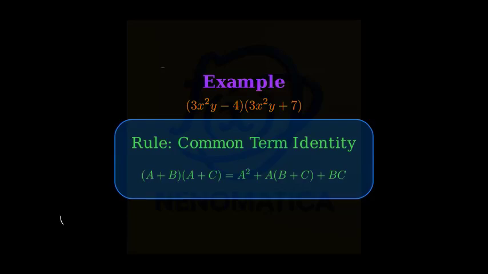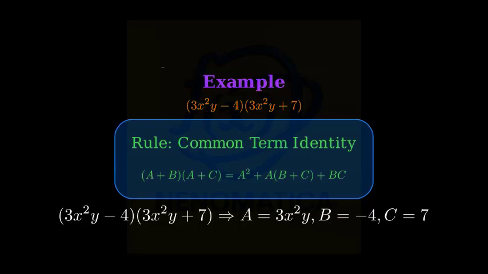Looking at our expression, we can identify the parts. A is 3x squared y, b is negative 4, and c is positive 7. Now, we'll apply the identity to expand this product. Let's substitute these values into our identity formula.